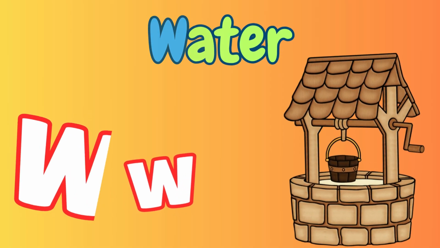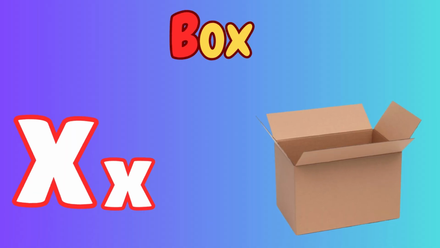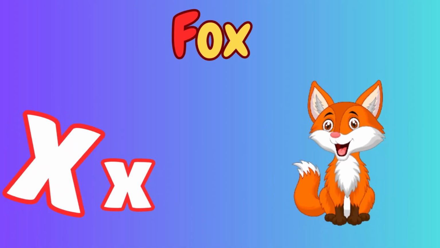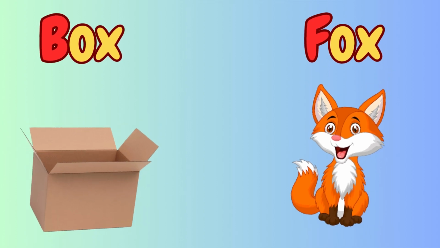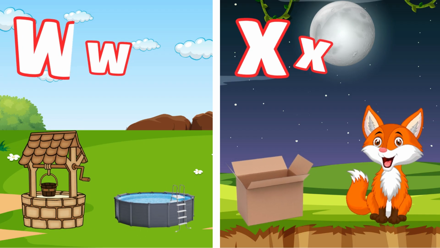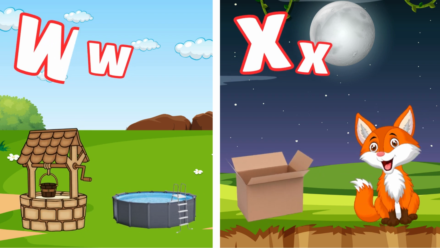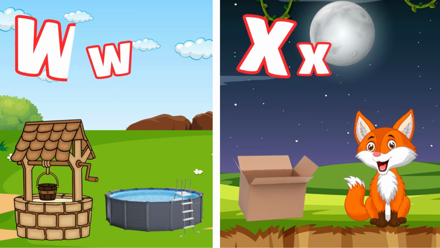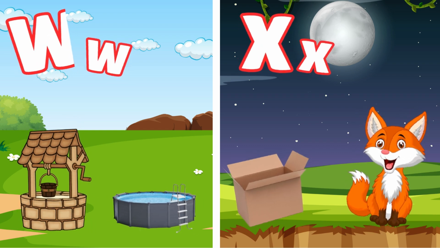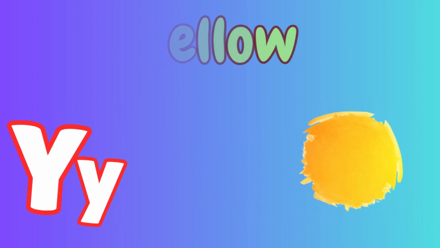W for well and W for water, W. X for box, X for fox. Y for yacht and Y for yellow.